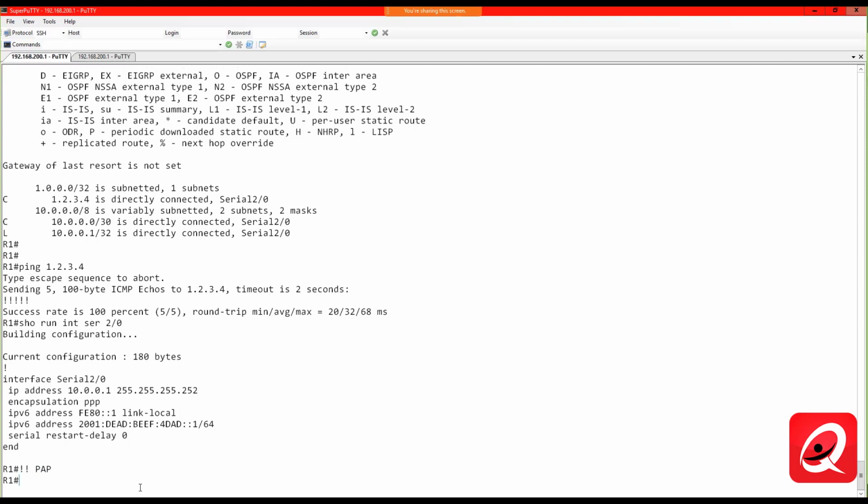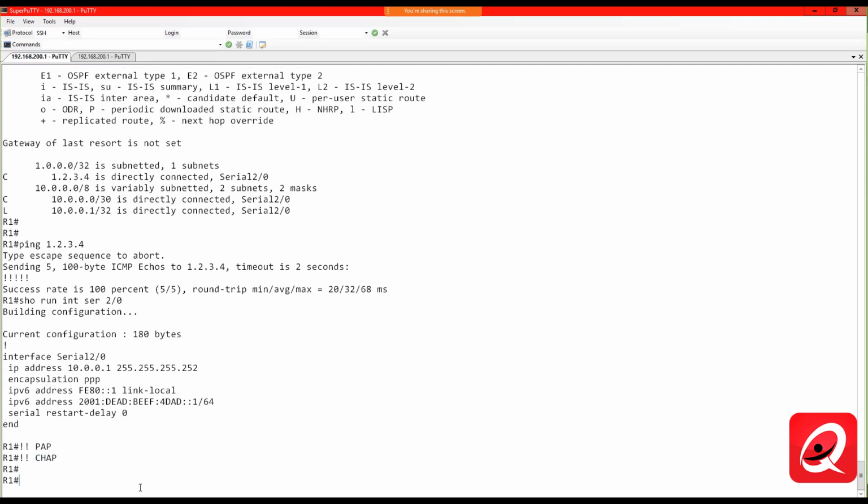As I mentioned before, we're going to talk about PAP and CHAP as our authentication options between the two devices. We'll start with PAP, which stands for the Password Authentication Protocol. It's authentication that occurs in clear text. It's not encrypted, and for that reason, it's not generally recommended, right?